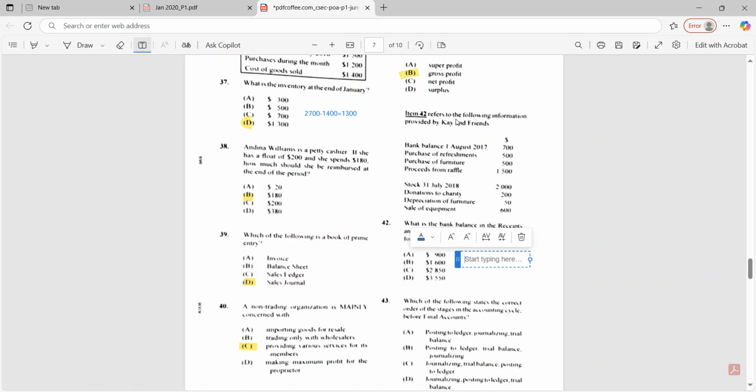We're not going to touch the depreciation of furniture because depreciation is not money coming out of the business. It's just the loss of value of an asset. And we're not going to do anything with stock as well, right? So let us do those.